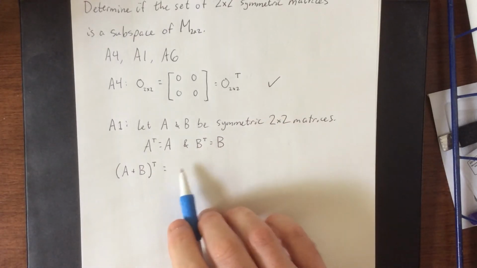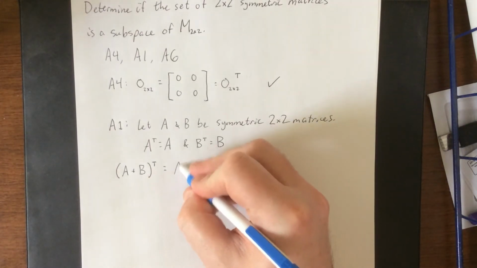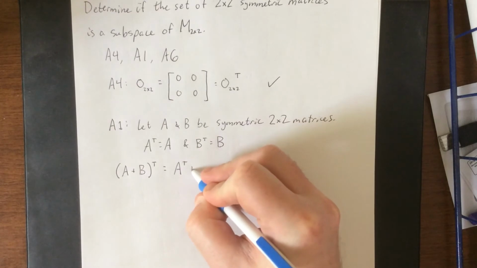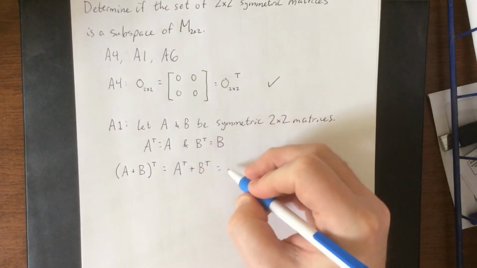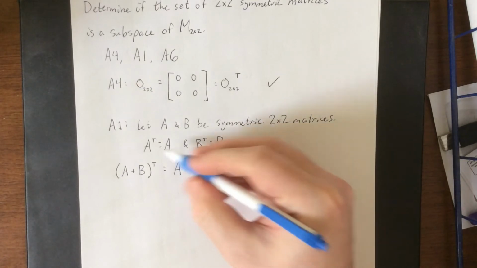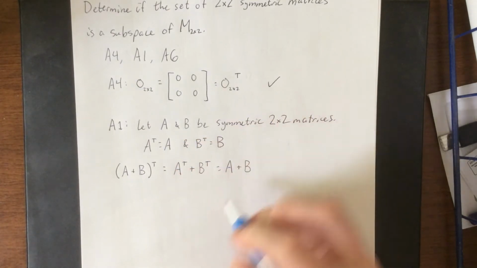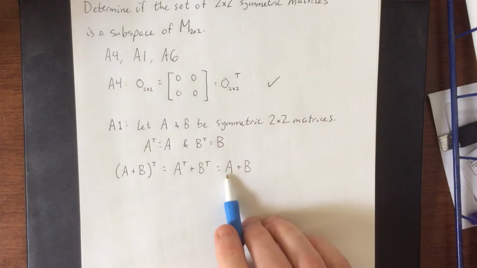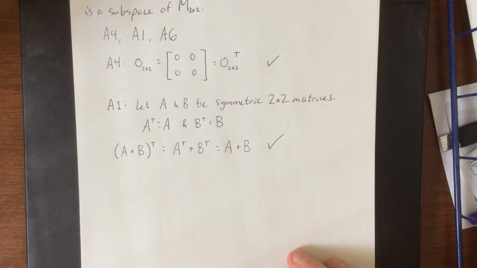So the first thing that we're going to do is apply a property of transposes that says that transpose will distribute over matrix addition. And then we'll apply the above property. A transpose will be equal to A, and B transpose will be equal to B. Therefore, A plus B transpose is going to be equal to A plus B. Therefore, the set is closed under vector addition.